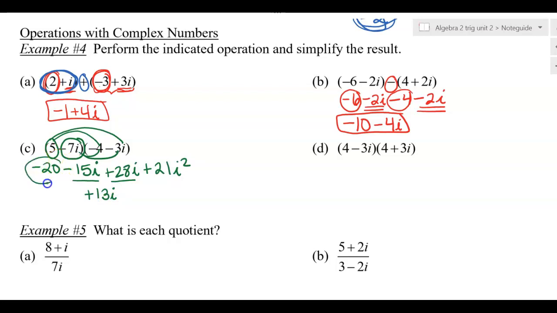And actually, the negative 20 and the 21i squared are both real. Even though you see an i with the 21 squared, how come I know that it's a real number? Good. i squared is actually equal to negative 1. So what does 21i squared really mean? Negative 21. This is really 21 being multiplied by negative 1, and it's a negative 21. And that's going to be combined with that negative 20 to make negative 41 plus 13i.